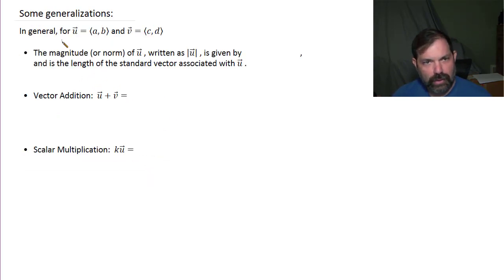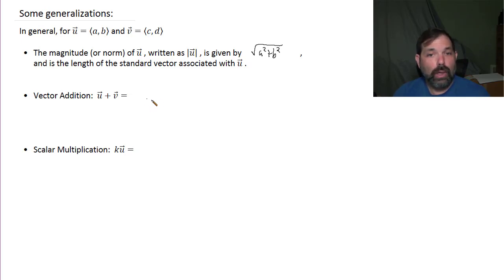All right, so again, let's look at some generalizations. Let's recap some of the things we've learned. In general, for the u vector, which is given as the standard vector AB, and the v vector, which is the standard vector CD, the magnitude, another name for which is the norm, just a name, the magnitude or norm of u, written with vertical bars around the u vector, is given as the square root of a squared plus b squared, the length of the standard vector associated with u.